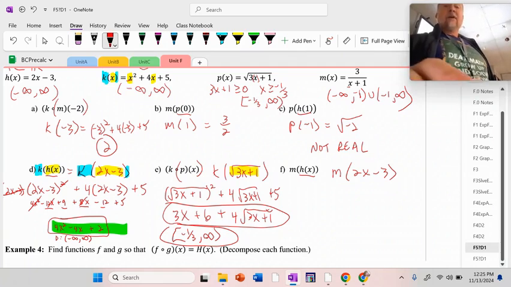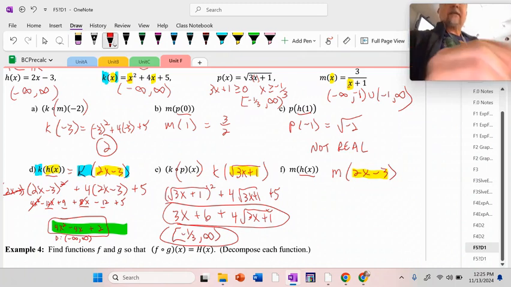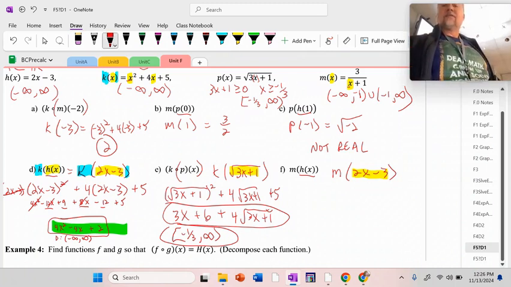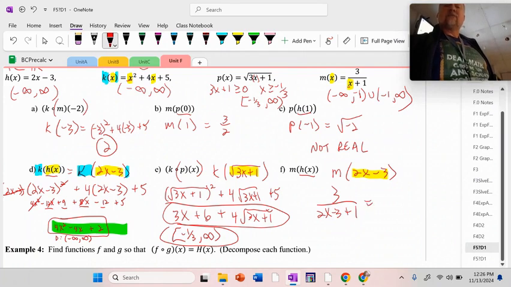All right, I guess I could use the same highlighter here because I'm just now moving over to here. I think you understand this. 3 over, and then wherever there's an x, you plug in a 2x minus 3. That becomes 2x minus 2.